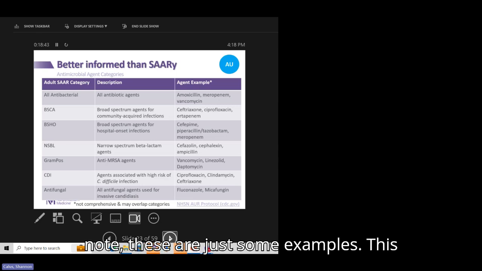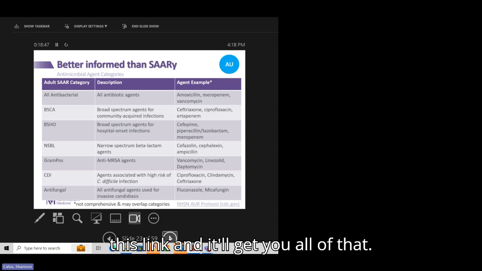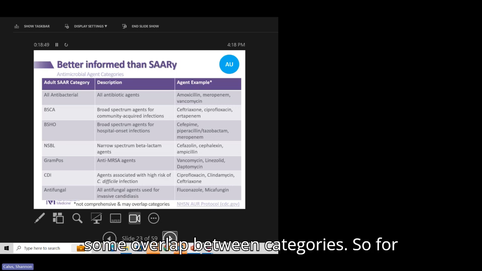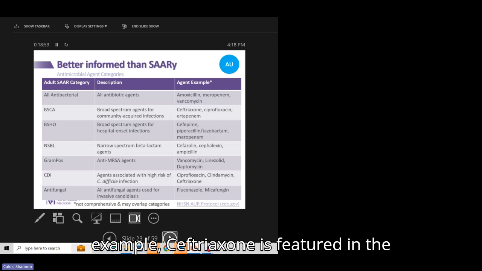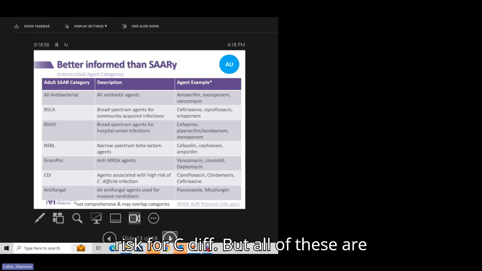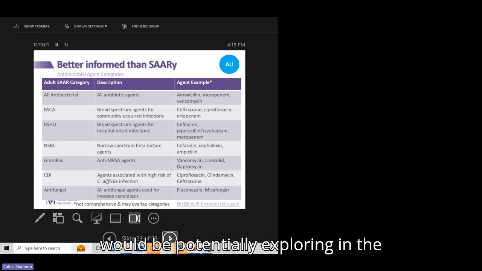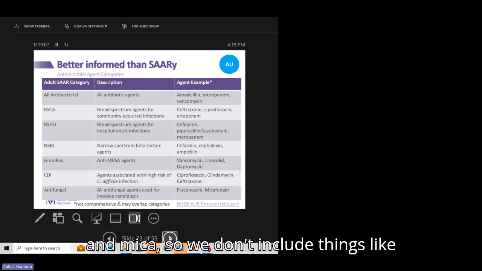Of note, these are just some examples. This is not the exhaustive list. You can click this link and it'll get you all of that. And you'll also notice that there is some overlap between categories. So for example, ceftriaxone is featured in the broad spectrum community acquired and the risk for C. diff. But all of these are our available categories that you would be potentially exploring in the SAR reports, including antifungals. And this is really our azoles and mica, so we don't include things like amphotericin.